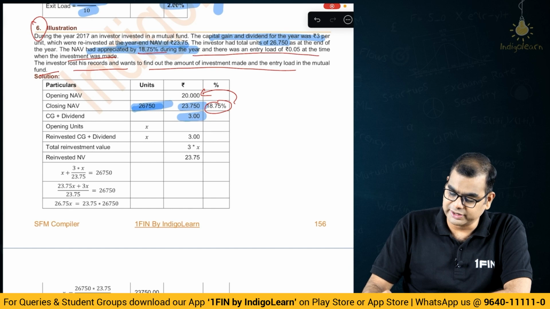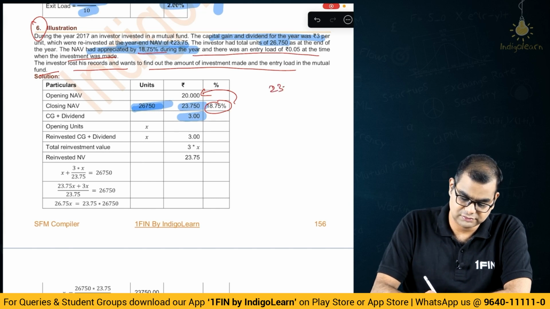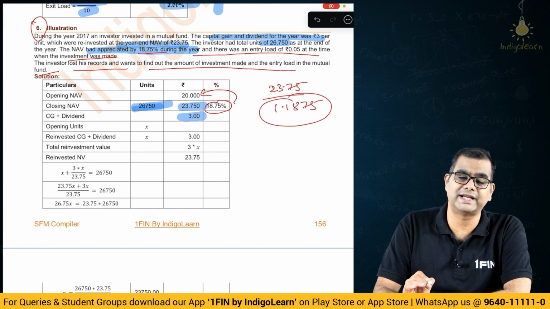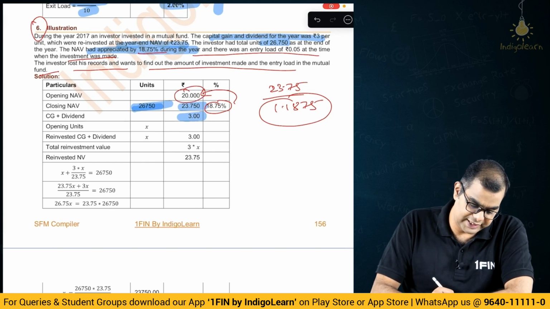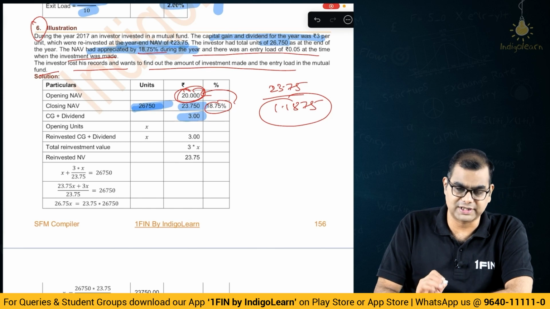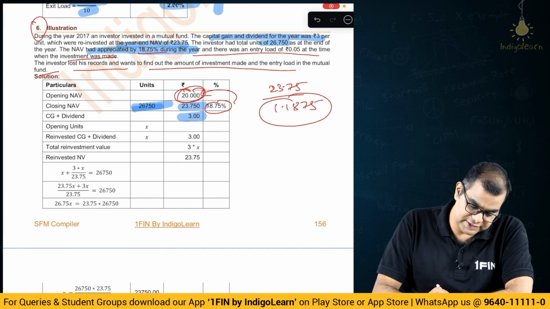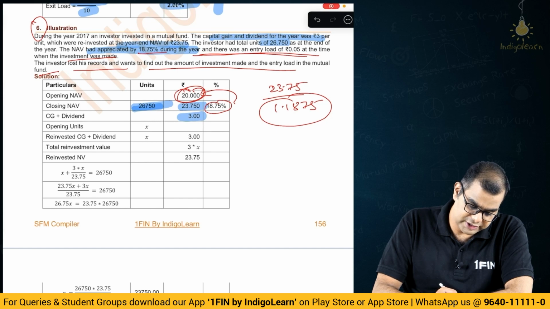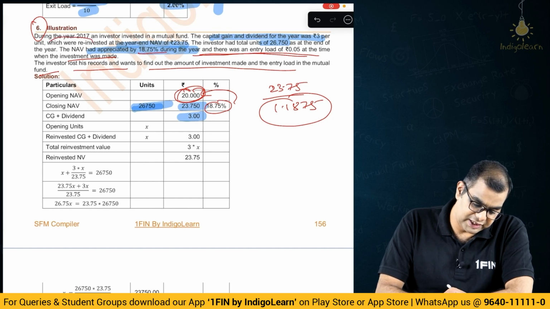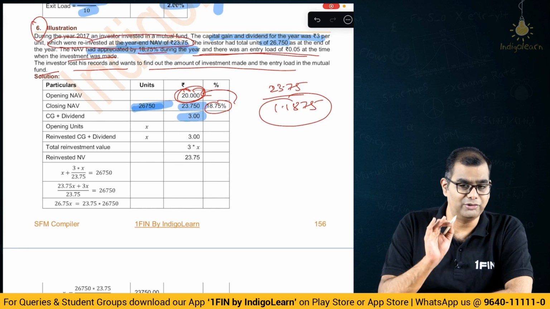How will you do it? 23.75 divided by 1.1875. Why am I doing 1.1875? Because it is 1 plus 18.75%. You will basically get a number of 20. So, opening NAV is 20. Then, if you have opening NAV of 20, we do not know how many units are there. But it is clearly said there was an entry load of 0.05 at the time of investment. We will think of it separately. Then, what did they say? They said they were reinvested at year-end NAV of 23.75. So, some units were received.